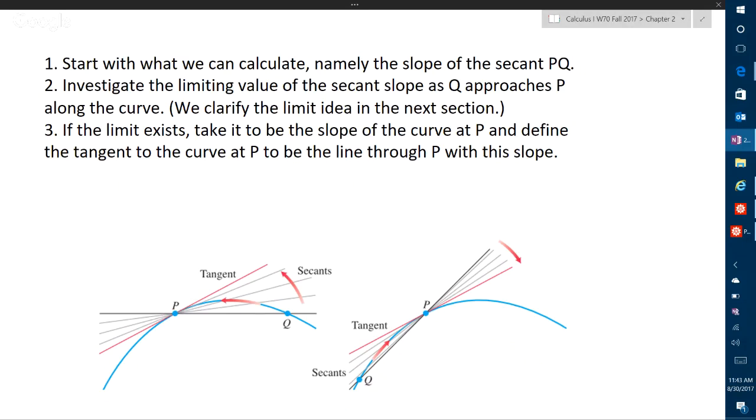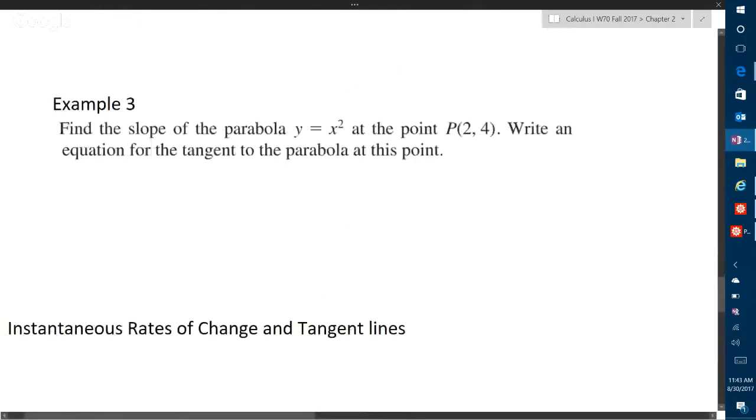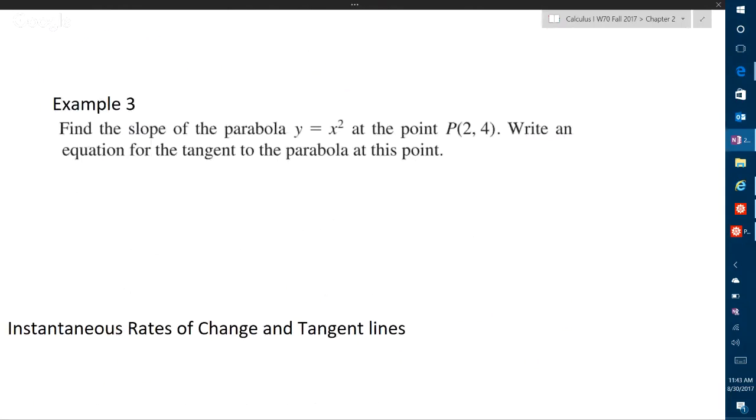Now, we're going to look at an example of how to apply this, so it's a little more concrete. Look at example 3. Find the slope of the parabola y is equal to x squared at the point 2, 4, and write an equation for the tangent to the parabola at this point. So it's asking for a couple of things.